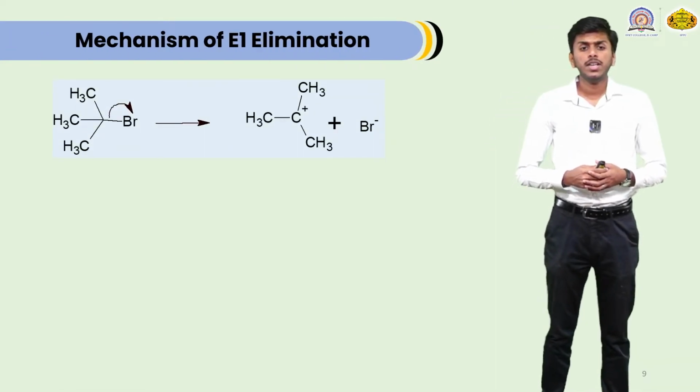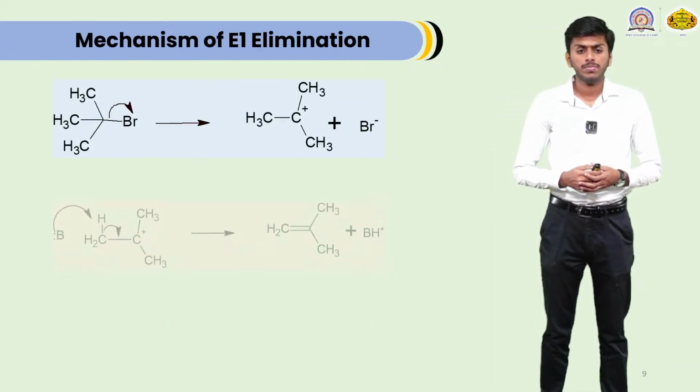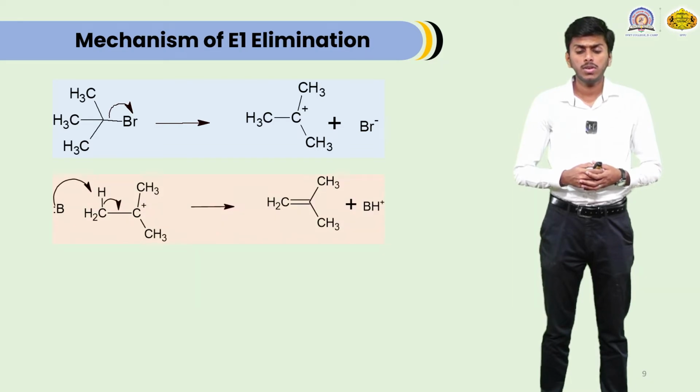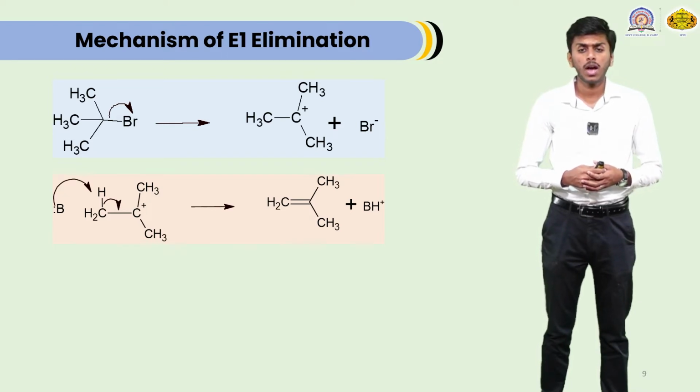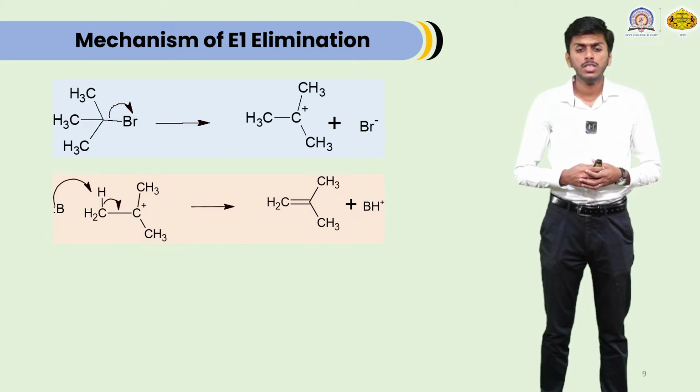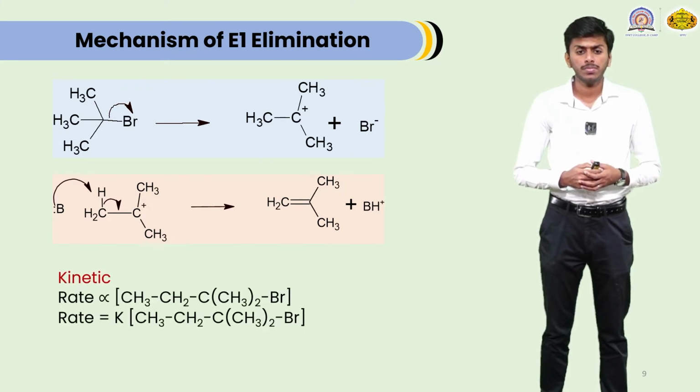Now we will study the detailed E1 elimination mechanism. First step is loss of leaving group and formation of carbocation. This carbocation is stabilized by abstraction of hydrogen attached to the beta carbon, and the new pi bond is formed, giving alkene as a product.